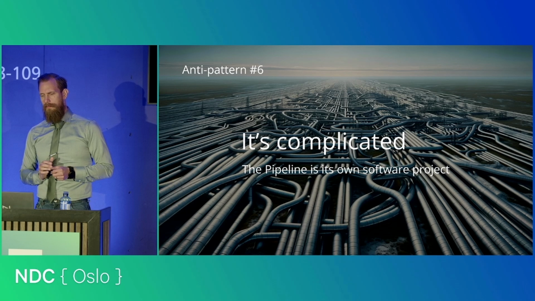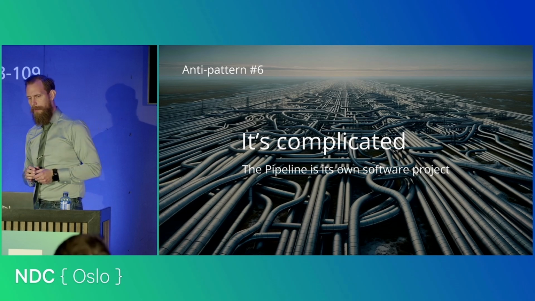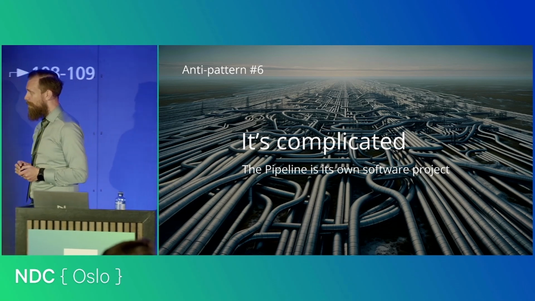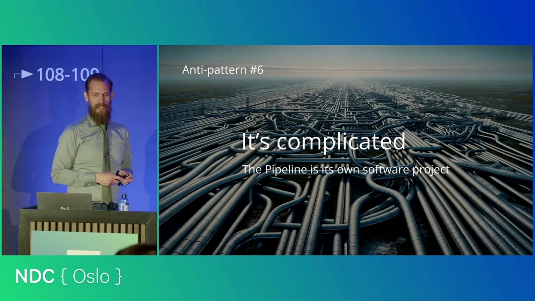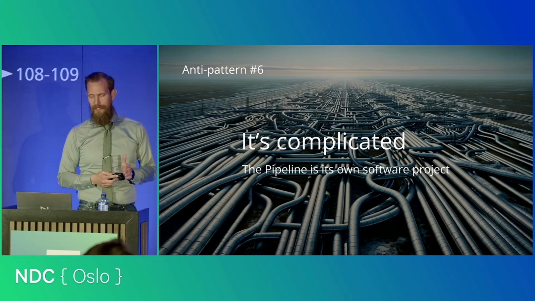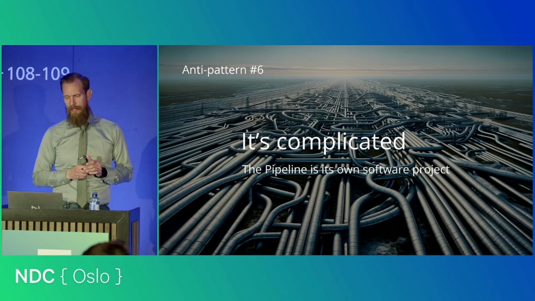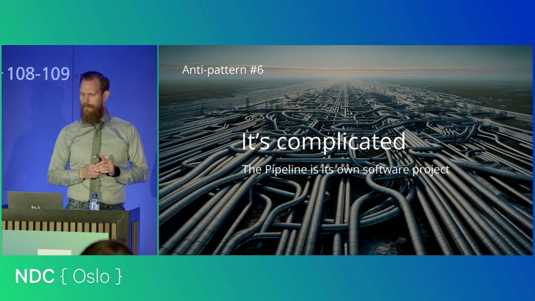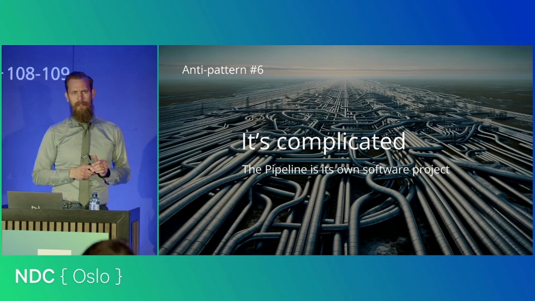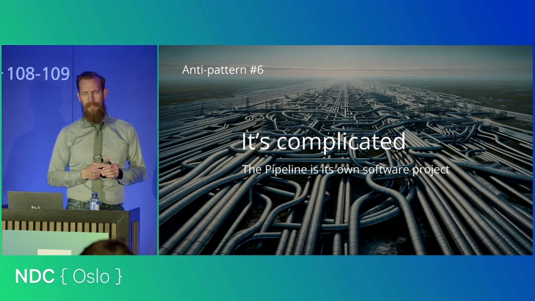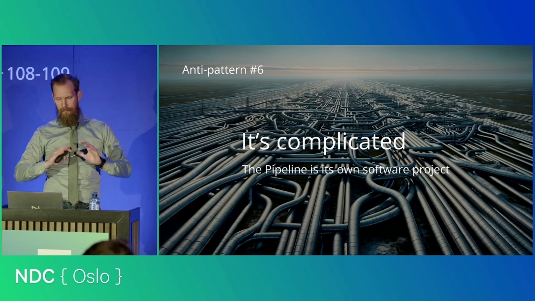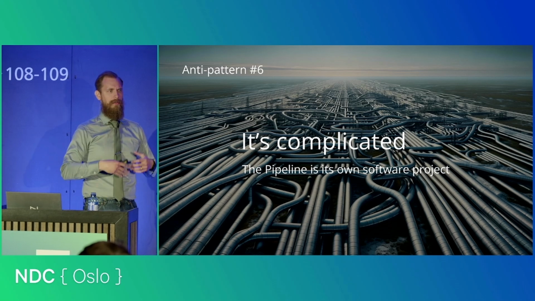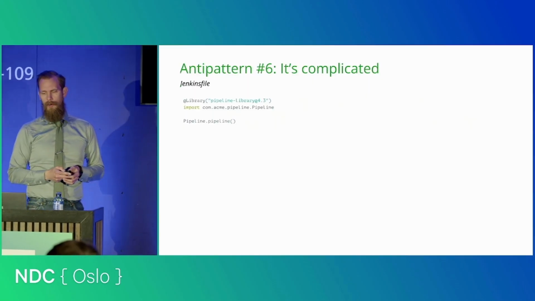All right, anti-pattern number 6. It's complicated. And this is where the pipeline is actually a software project of its own. I think the worst case I've encountered with this was a client. They had a 5,000-line Groovy repository. They were running Jenkins that they published, packaged into a jar file, uploaded to the Jenkins instance, and then all their pipelines look like this.